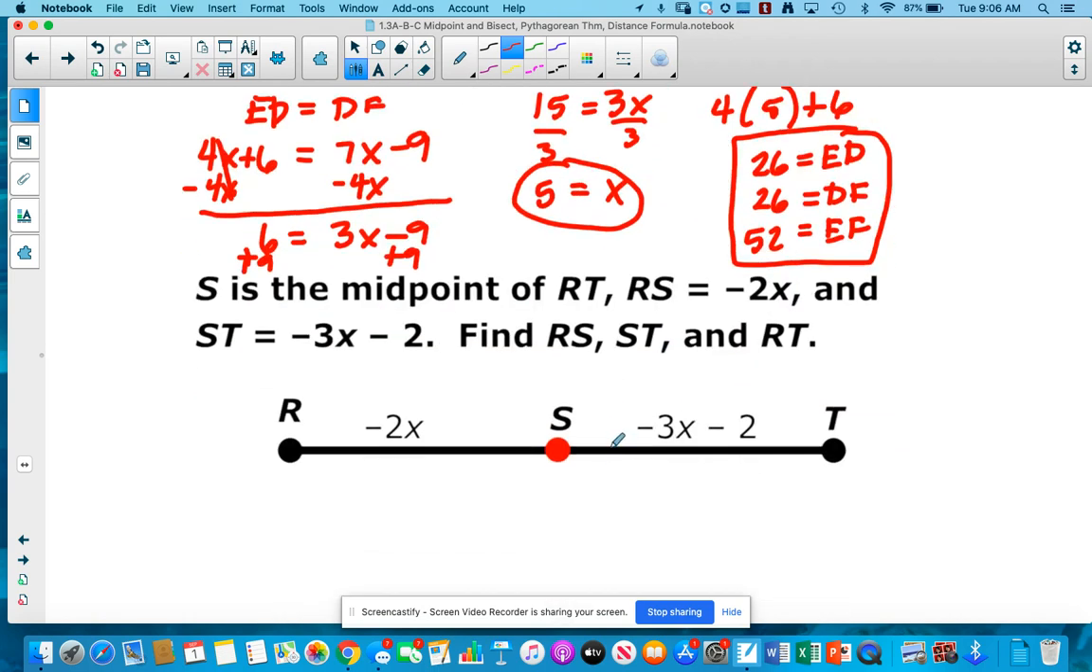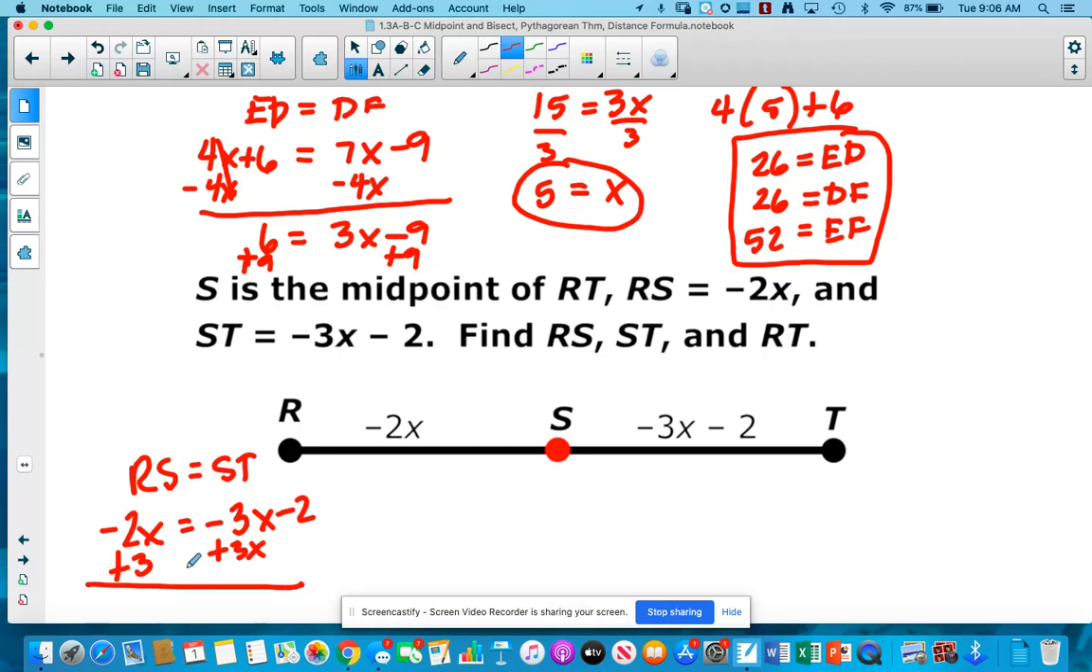All right, let's look at our second example. It says S is the midpoint of RT. If RS is negative 2x, and ST is negative 3x minus 2, we're going to do the same thing. I am going to set these two equal to each other. RS equals ST, so substitute in: negative 2x is equal to negative 3x minus 2. I am going to add 3x on both sides because I want to combine my like terms. I have x equals negative 2.